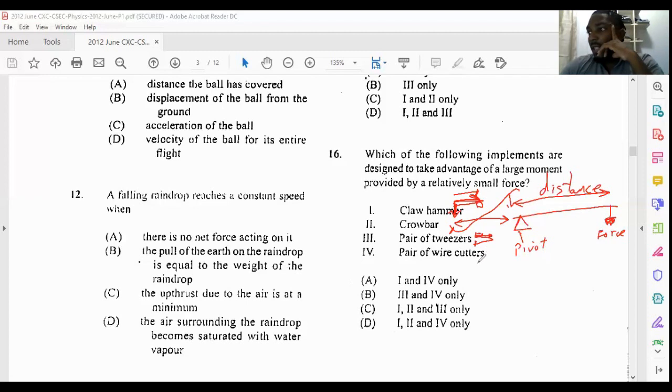A pair of wire cutters, just like a scissors. So wire cutters, that's where the pivot is located. We apply the force at this point, at this distance, a small force that we could use to cut an object there. So our most appropriate answer there is 1, 2, and 4 only, not the tweezers.